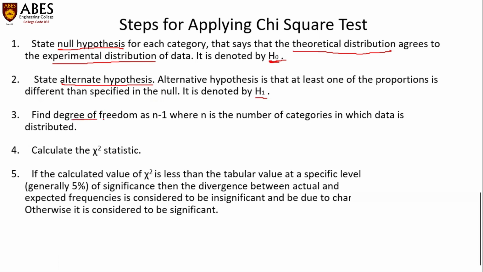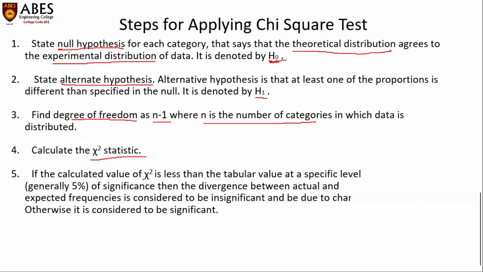Next, we find the degree of freedom. If the data has been distributed into n number of categories, then the degree of freedom for chi-square test is n-1. For example, if the data has been distributed into 5 categories, then the degree of freedom for this test will be 4. After declaration of null hypothesis, alternate hypothesis, and degree of freedom, we calculate chi-square statistics. We have a specific formula for the calculation of chi-square statistics, that we will see after this slide.